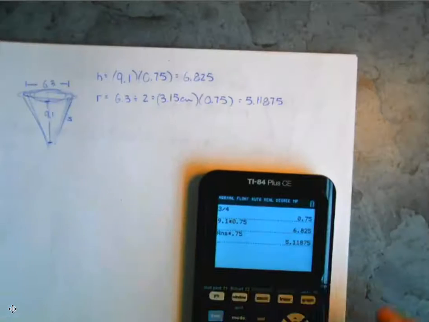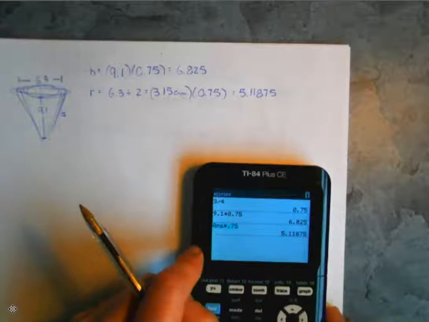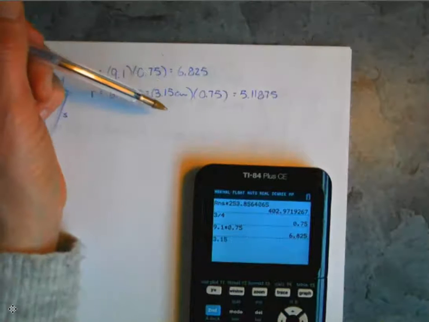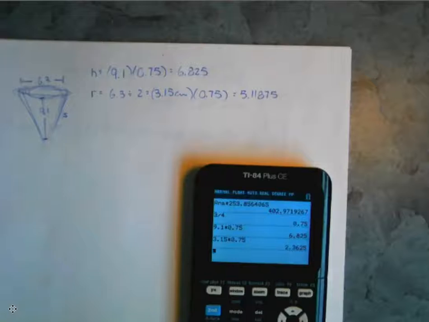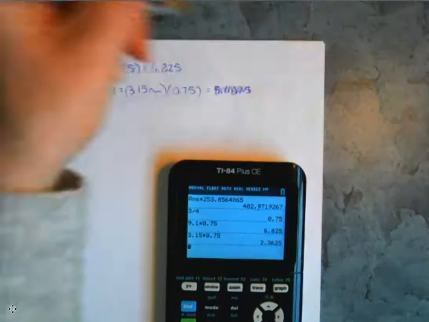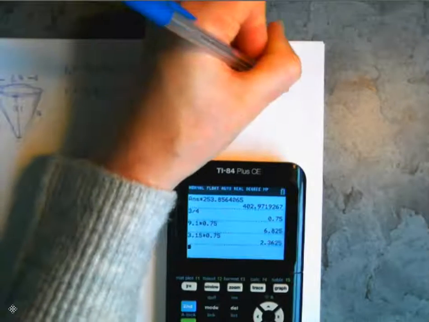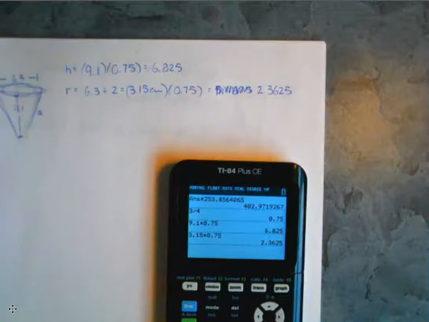Wait a minute, that doesn't make sense. Oh, because I'm putting that in. And that's why it's always good to check your answers. So sorry, it was the 3.15 that I wanted to multiply by 0.75. There we go. That makes more sense. Oh, and I'm out of whiteout. Okay, so I'll just do this. 2.3625. That makes a lot more sense for being 3/4 of 3.15. Okay, so that's our radius.